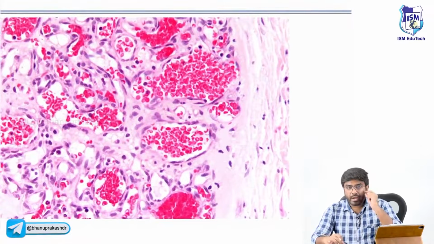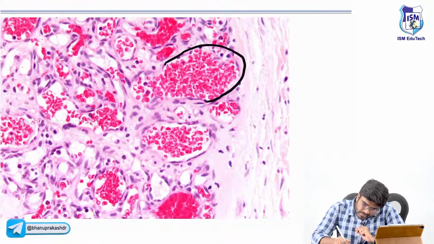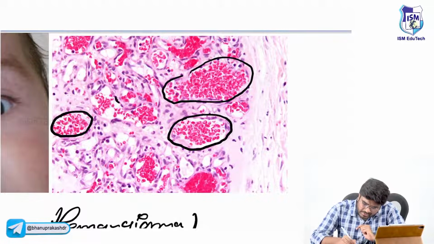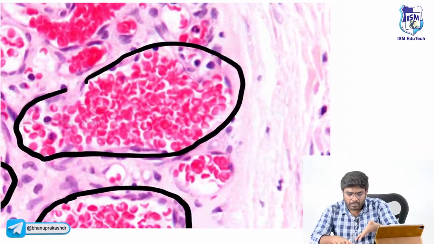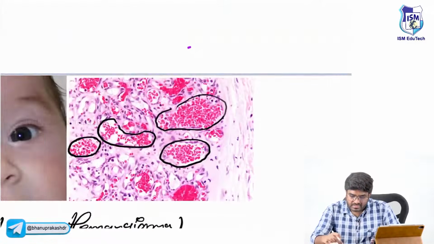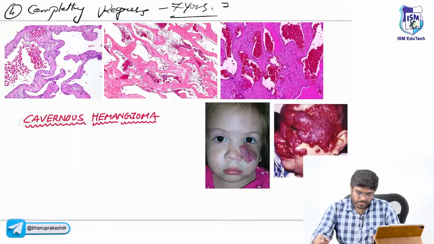When you take a biopsy from that tumor, the capillary hemangioma or strawberry hemangioma, you can very clearly see these are the blood vessels, sir. These white spaces, what exactly are they? These are the blood vessels. How can you say that? Because inside them you are able to appreciate the RBCs, very clearly seen. So these are blood vessels with a lot of RBCs, blood cells. Okay, done.